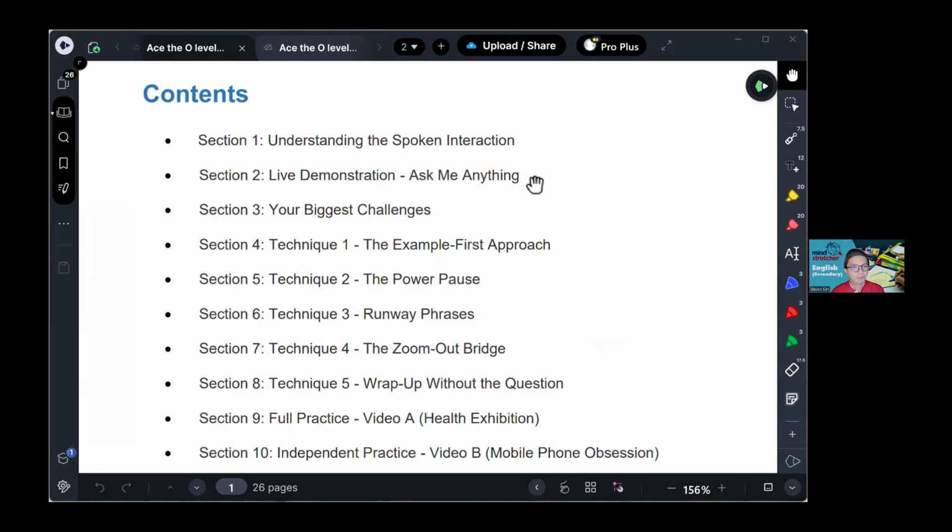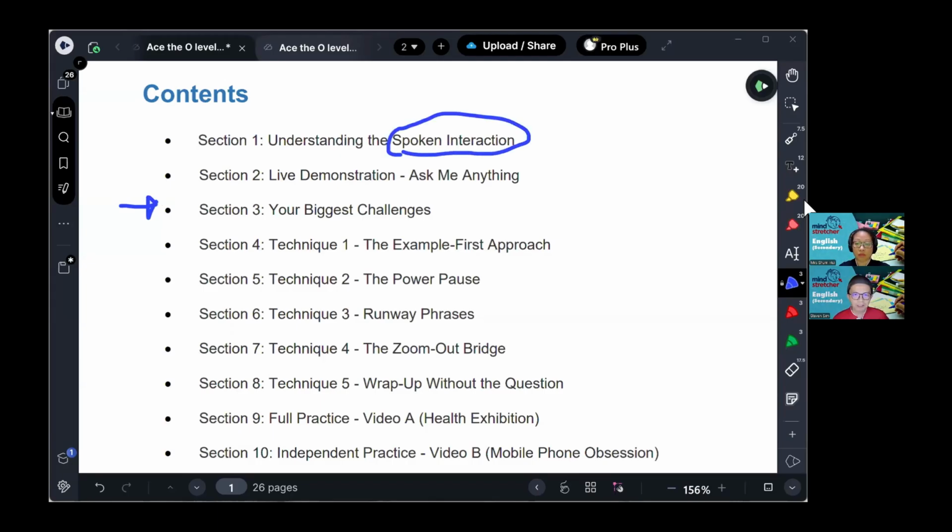Okay, so as usual, we'll start off with your biggest challenges. What are your biggest challenges? What are the main problems that you face when it comes to the spoken interaction? Okay, can you type into the chat? What problems do you face? So let me know, what are your biggest challenges when it comes to spoken interaction? Can you type into the chat?